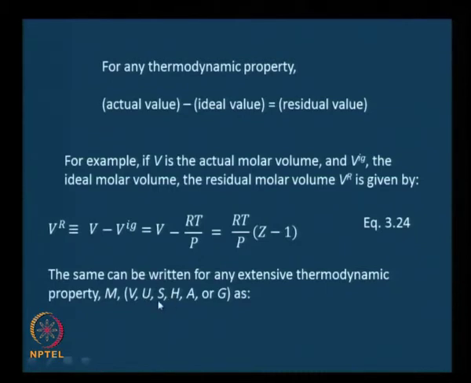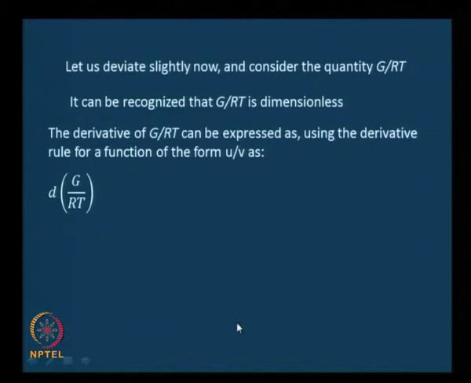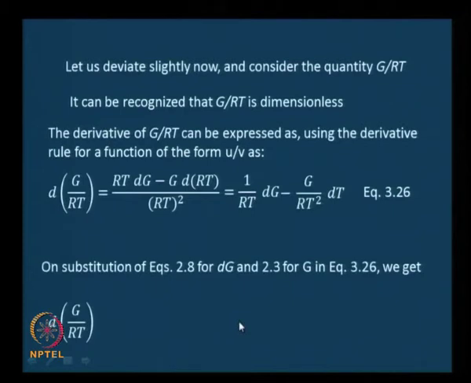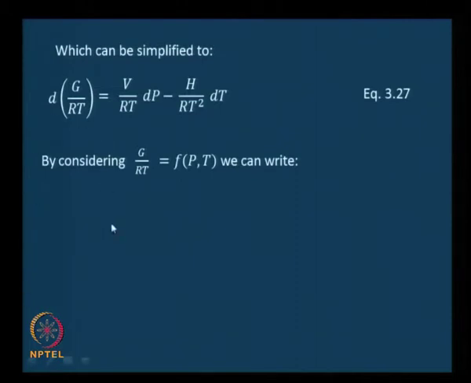You could write one for internal energy, for entropy, enthalpy, Helmholtz free energy or Gibbs free energy, and if that is represented as Mr, the residual property is M, the actual property minus the ideal gas property. And then we showed why G by RT is considered the generating function, or G is considered the generating function, because if we have the value of G, you could get other values. Please go through this derivation again, it might be interesting.